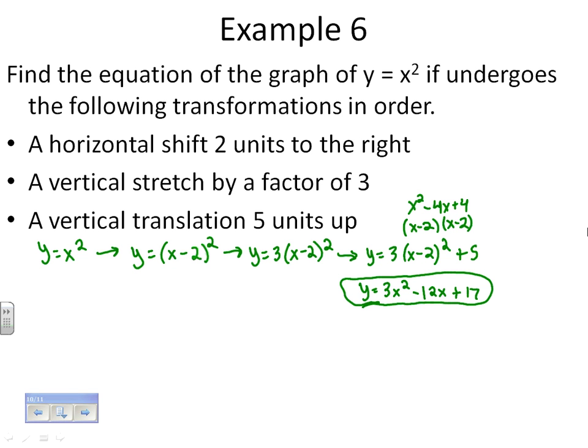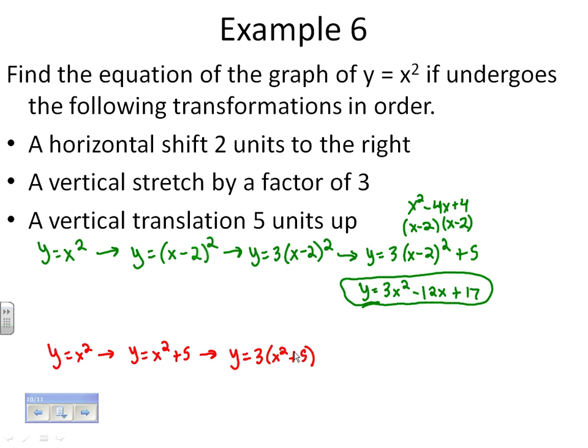Now let's say I want to go backwards. Let's see what happens. If I have a vertical translation up 5 units on x squared, then that is y equals x squared plus 5. If I am taking that function that I just made and vertically stretching it by 3, then that means I need parentheses with a 3 on the outside.